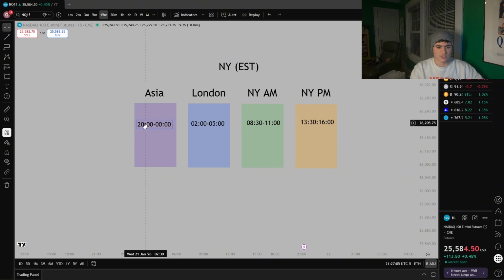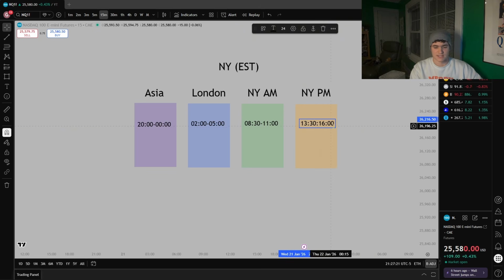So these are the kill zones, right? Asia session is from basically 8 p.m., or military time 20, to midnight, okay? And then London 2 a.m. to 5 a.m. New York a.m. 8:30 a.m. to 11 a.m. New York p.m. 1:30, or 13:30, to 16, or 4 p.m.